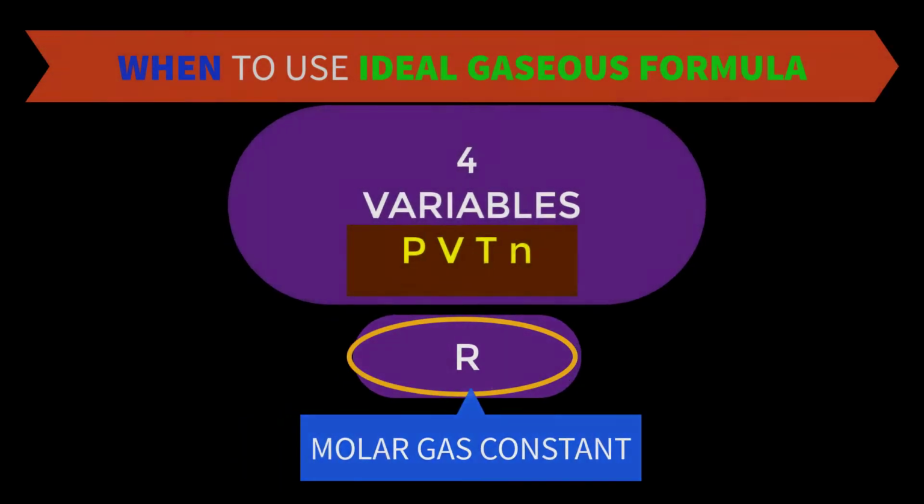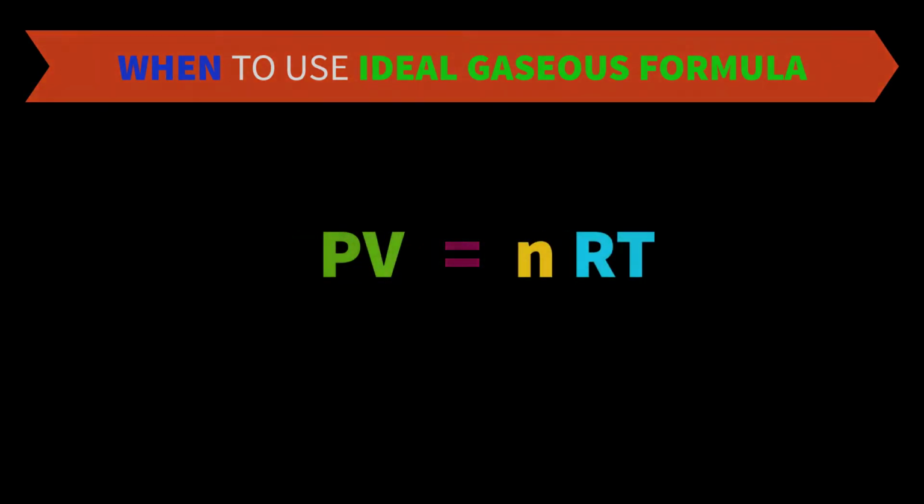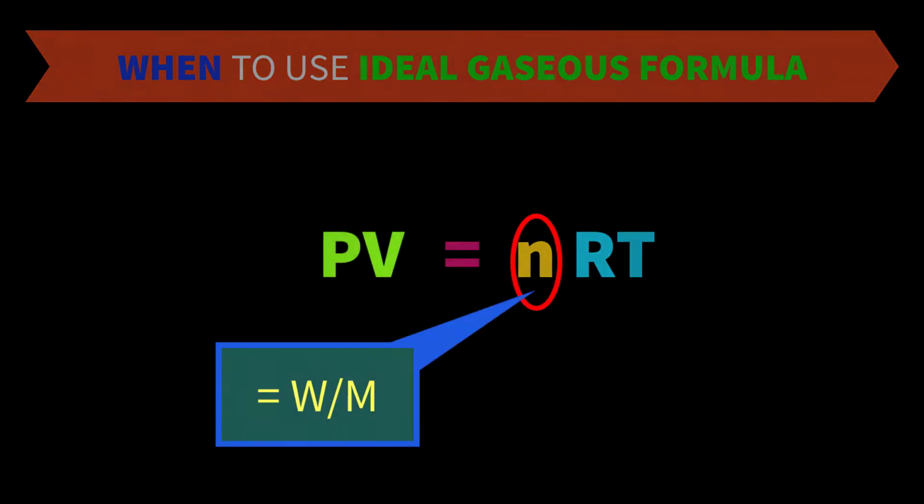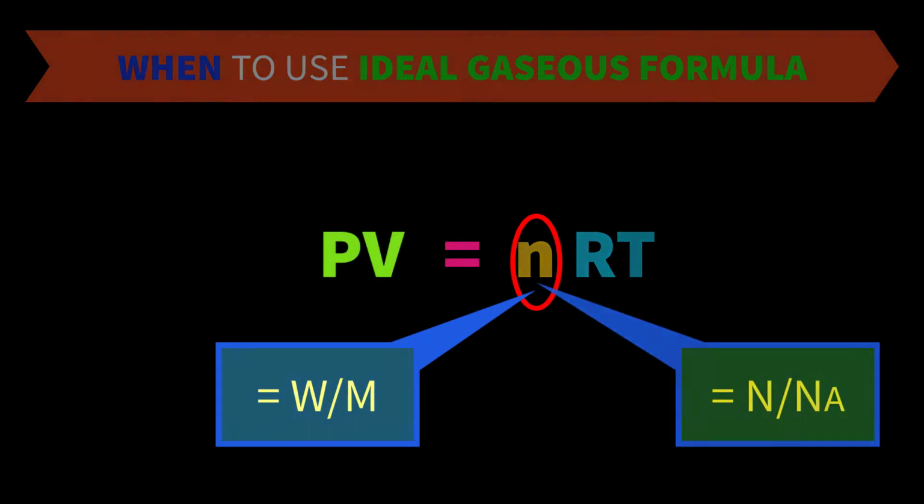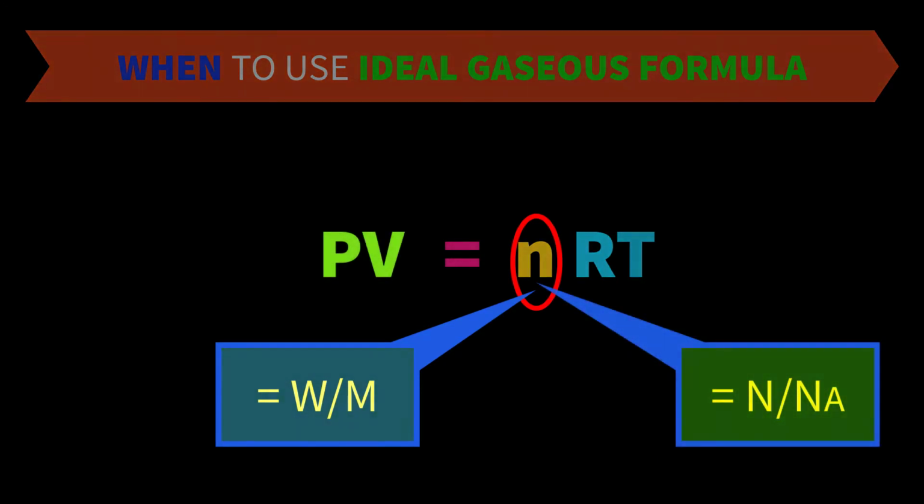The ideal gas formula is PV equals small n RT. We know that mole number equals to W over M. We also know that mole number equals to N over Na. So, in the ideal gas formula, we can use them instead of small n if necessary.